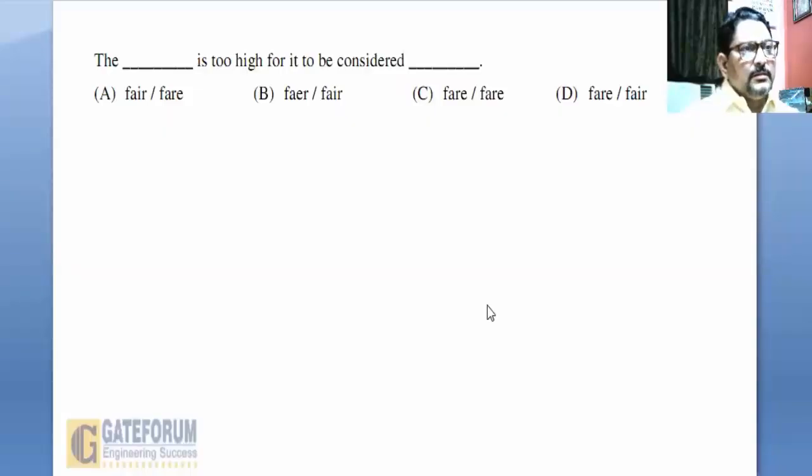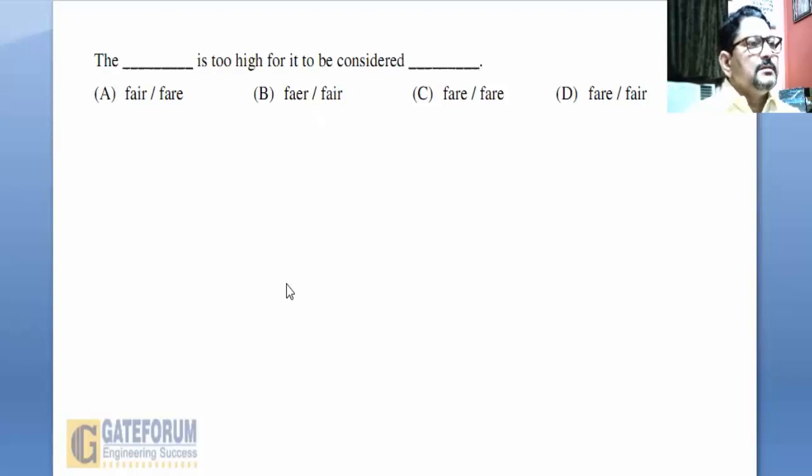Ladies and gentlemen, we are here going to pursue the general ability part of the computer science department of the GATE 2022 question paper. So let us go through the problems.